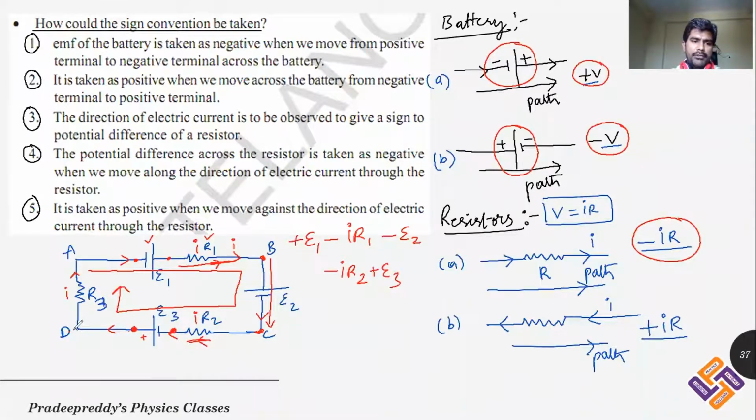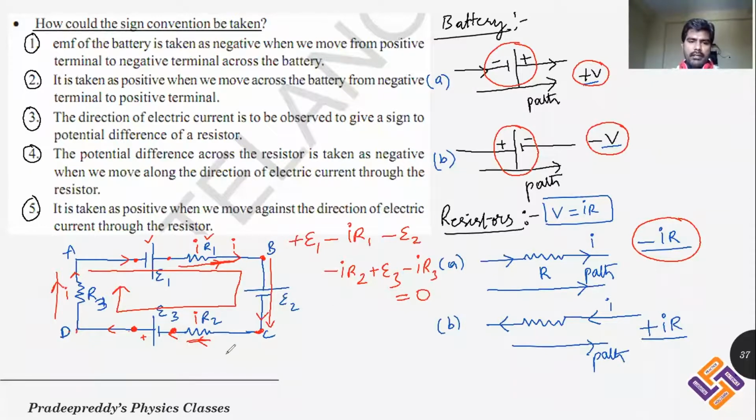Again, from D to A, there is one resistor, and you are going in the same direction as that of the current. So it is minus I R3. Overall, 3 batteries we have and 3 resistors we have. Totally 6 terms we have got.